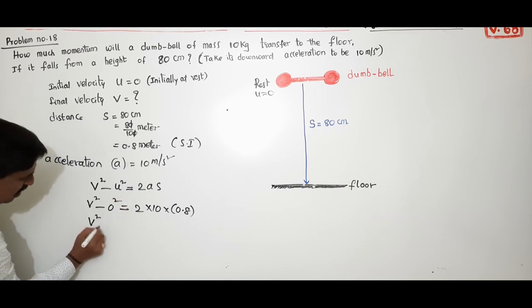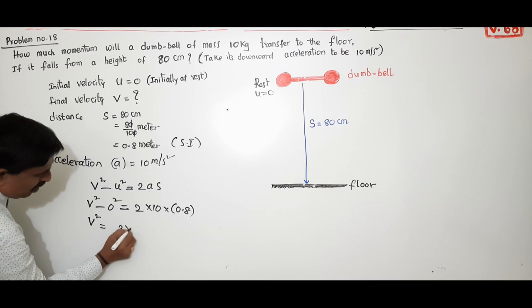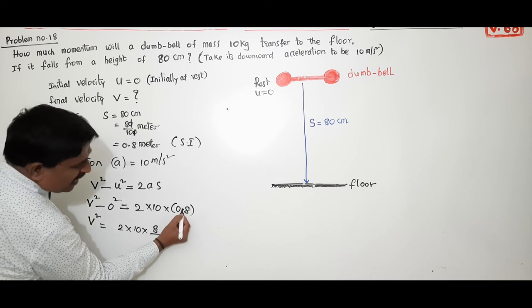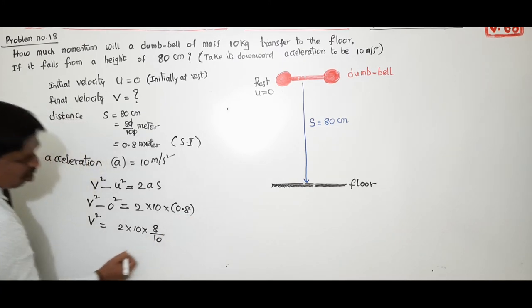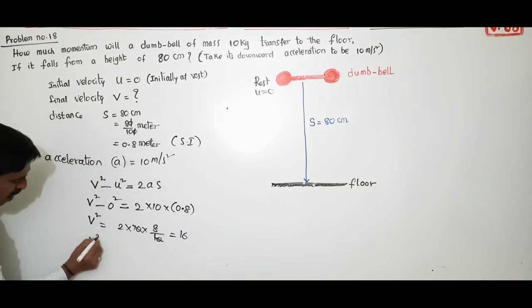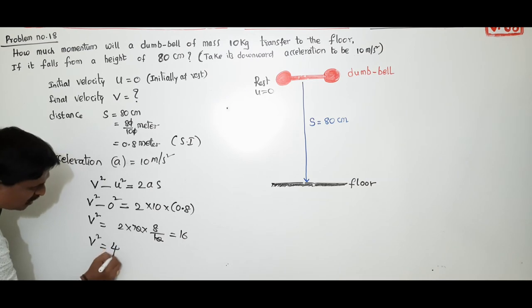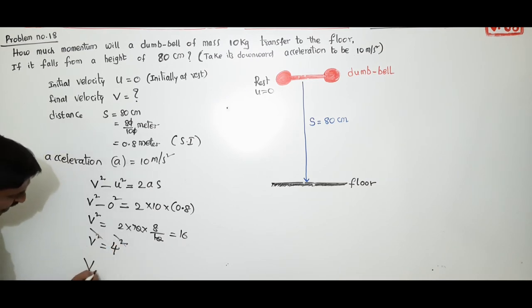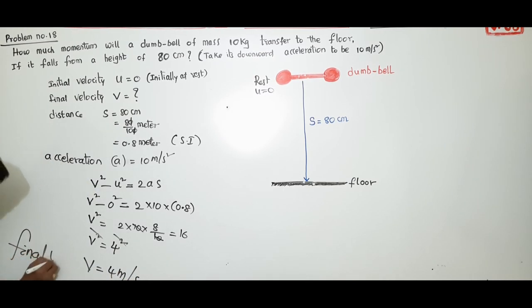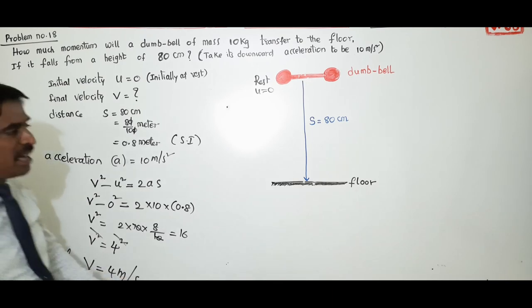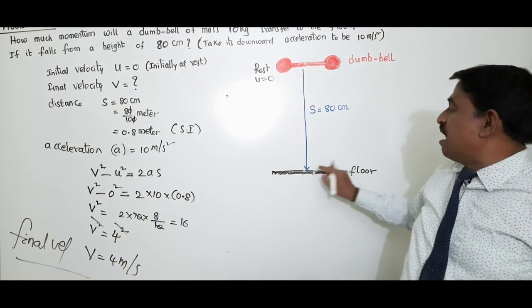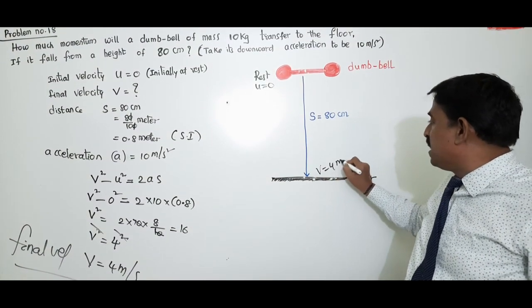v square is equal to 2 into 10 into 0.8. Eliminating the decimal point, 8 by 10. 10 cancel. 2 into 8 is 16. v square is equal to 16. 16 can be written as 4 square. Square cancel. v is equal to 4 meter per second. Final velocity is equal to 4 meter per second. Before touching the ground, the velocity is 4 meter per second.